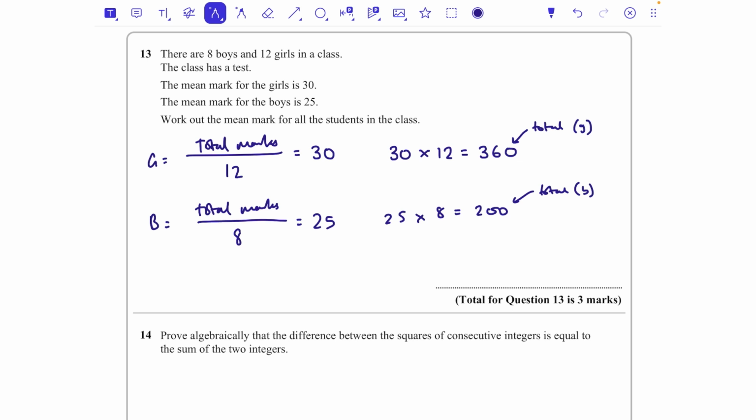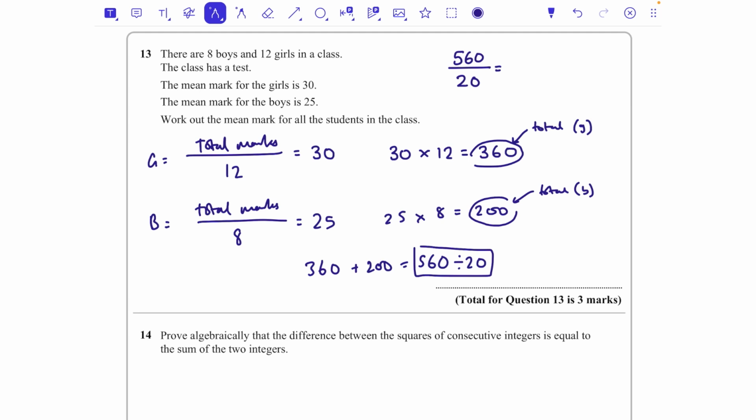Now if we add those two values together, 360 add 200 is 560, so that's what they got all together, the girls and the boys, and we then need to divide that by 20 because there are 20 students in total in the class, and then that will give us the mean. So 560 divided by 20. If you get a tricky division on the non-calculator paper, write it as a fraction, and then you can just cancel that fraction down, both in the 10 times table, so it's 56 divided by 2, and that is 28. So 28 is your final answer there.